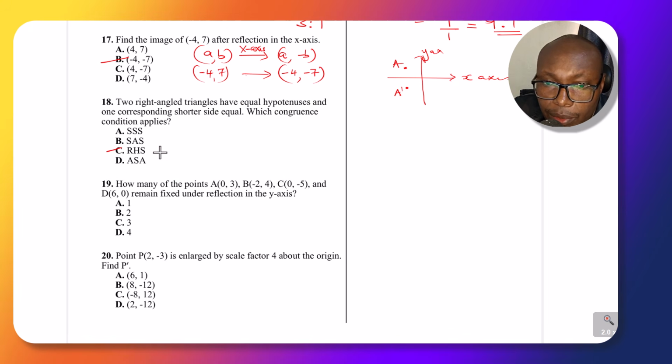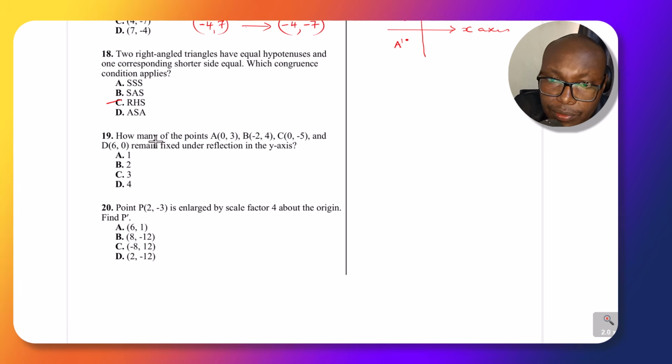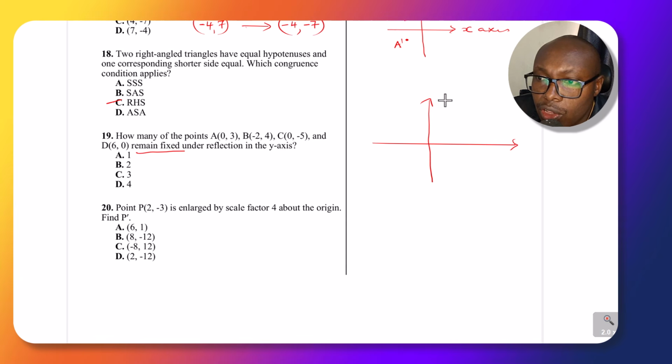Question 19. How many of the points A, B, C and D remain fixed under reflection in the y-axis? Remain fixed means what? That those points do not change when they are reflected along the y-axis.